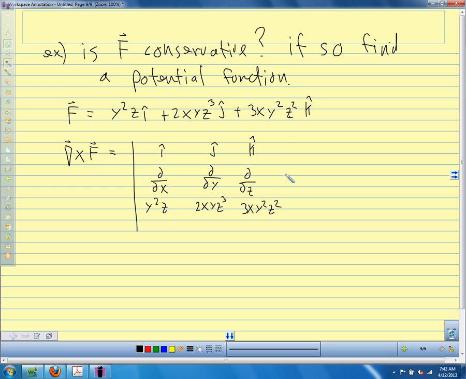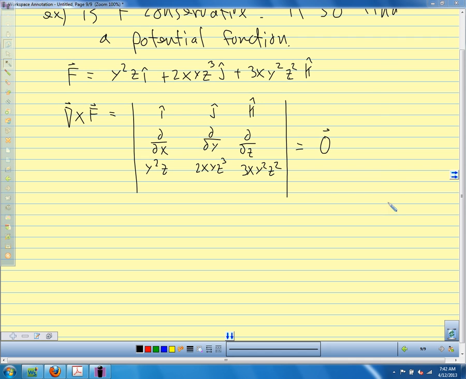So we're going to form that cross product. And when we form that cross product, I'm not going to go through the calculations. It turns out that each component does in fact equal 0. So when we take these partials and subtract, we get 0 for each component. This tells us that F is conservative. The curl is 0, so F is conservative.